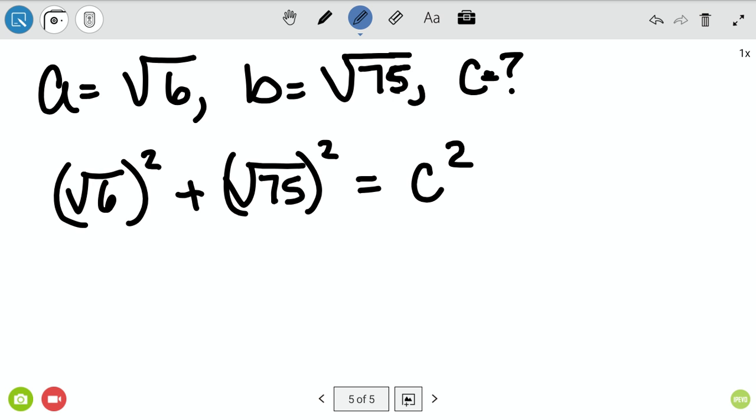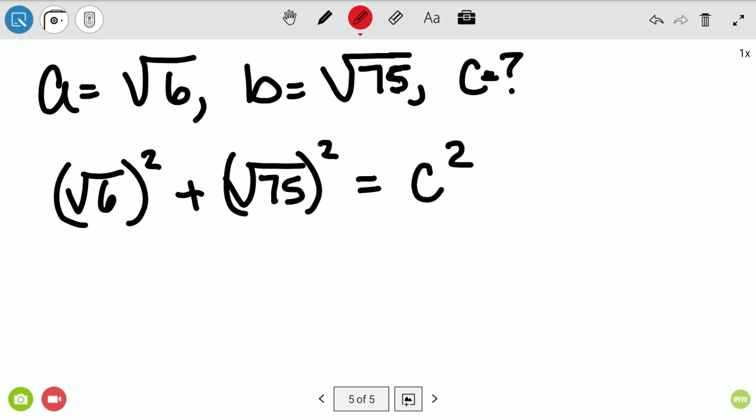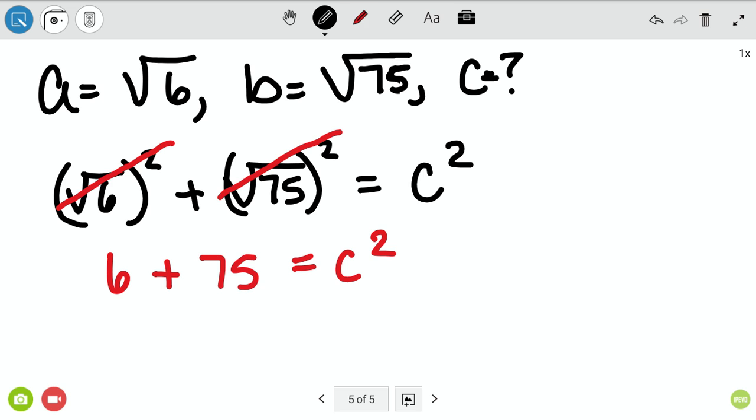What have we talked about happens when you have a square and a square root? Square and square root do what to each other? Cancel. What happens to that 6? Pops out free. What happens to the 75? Square and square root cancel out, pops out free. Now we keep going just like we do. 75 plus 6 equals 81.